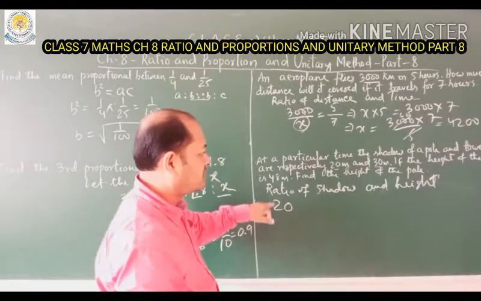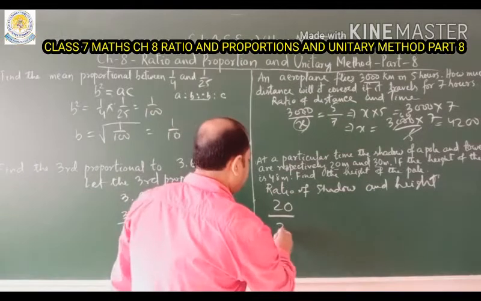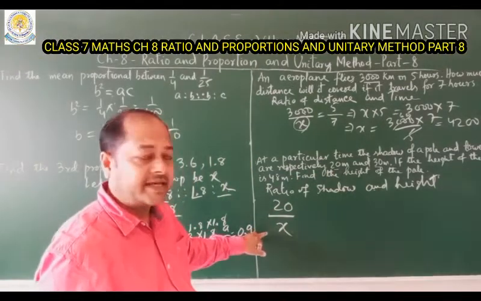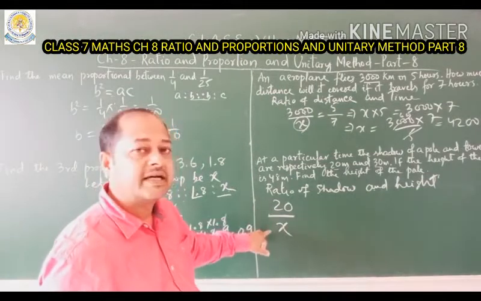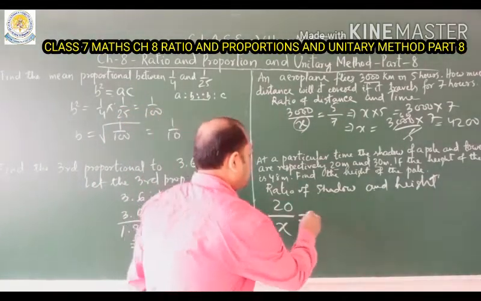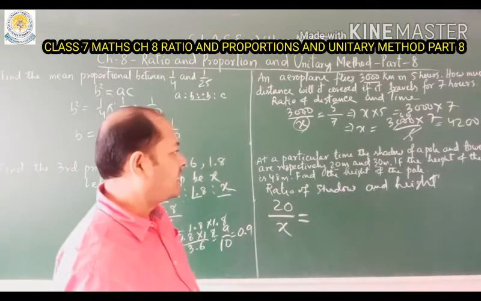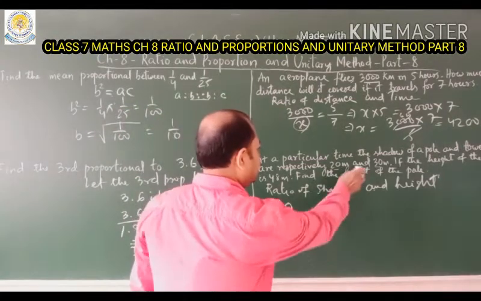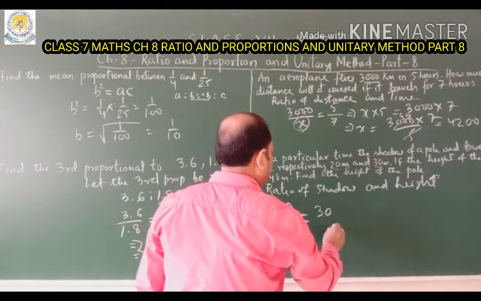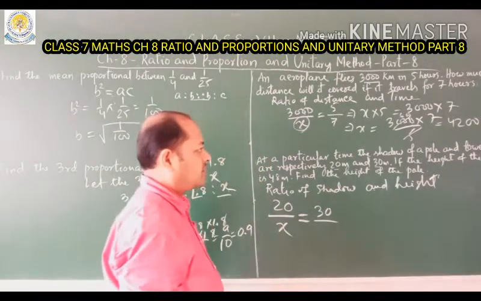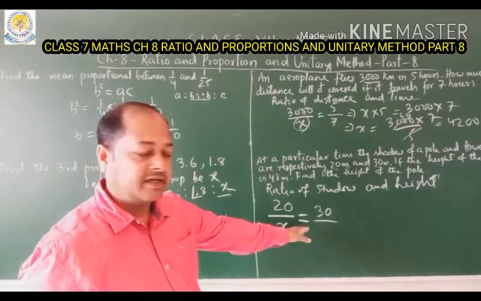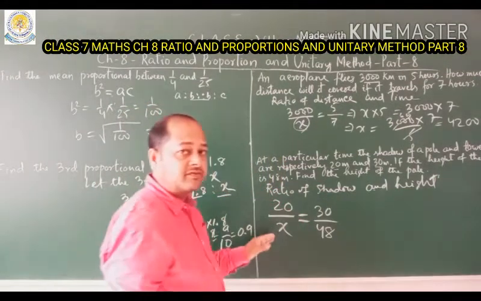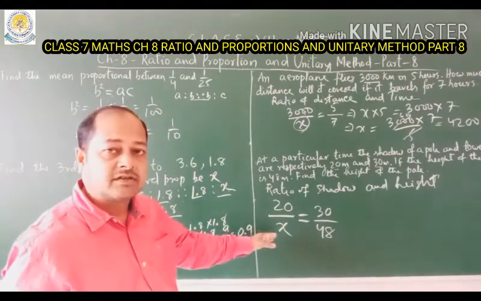For the pole with 20 meter shadow, the height is not given, so we have to find out the height of the pole. We take the height of the pole as x. And what is the height of the tower? The height of the tower is 48 meter, and its shadow is 30 meter. Whenever the shadow of the tower is 30 meter, its height is 48 meter. Then from this ratio we can find the value of x.